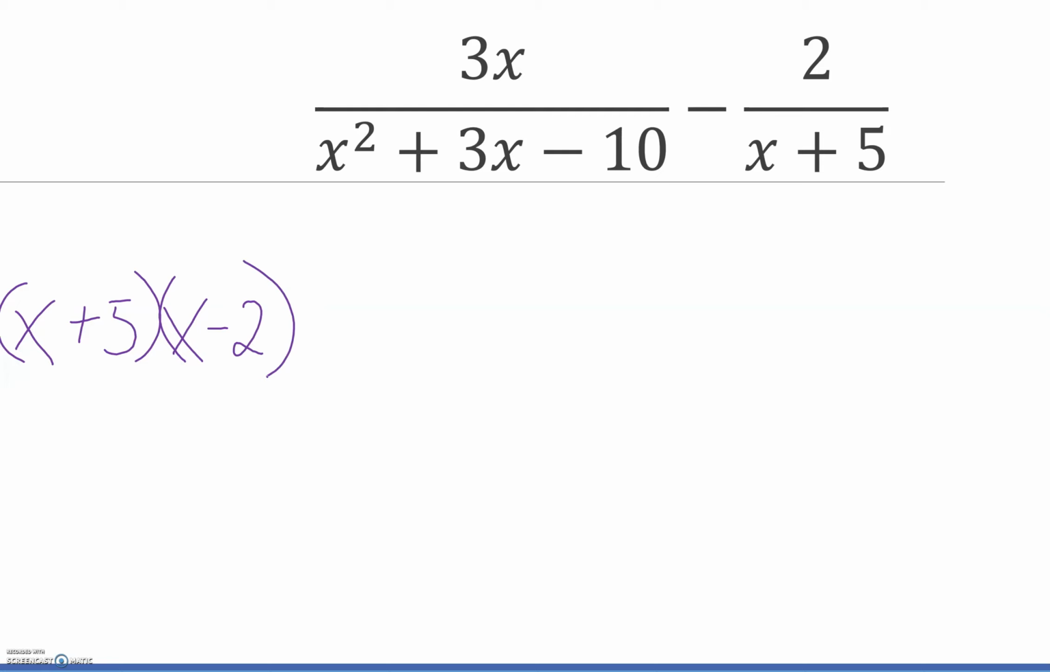Notice the other fraction has the x plus 5, which is already part of this LCD. And so that first fraction, 3x over x squared plus 3x minus 10, I don't need to multiply it by anything. It already has both parts of the LCD. But the second rational expression, the 2 over x plus 5, it's missing the x minus 2. So I'm going to multiply by x minus 2 over x minus 2.